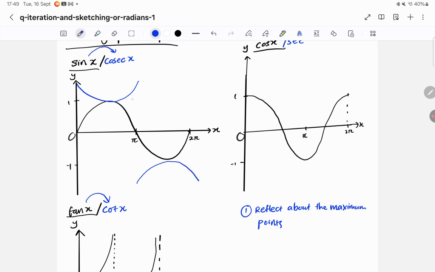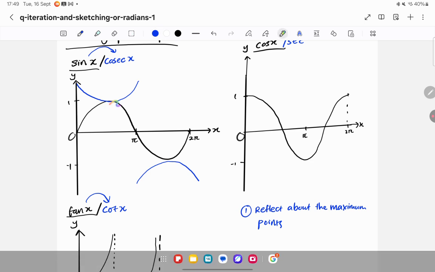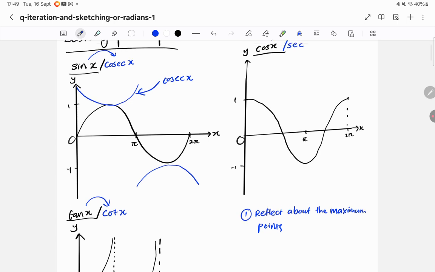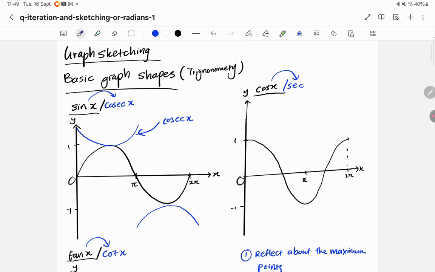So this is our cosecant graph. That's it. That's our cosecant graph. So all you have to do is find the maximum points and just reflect about them. That's easy for sine x, where we get cosecant x. So I'm just going to label this cosecant x. And next we have our cos graph, where we want to map it to our secant x graph.